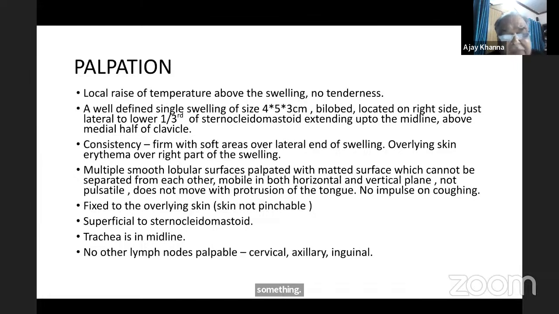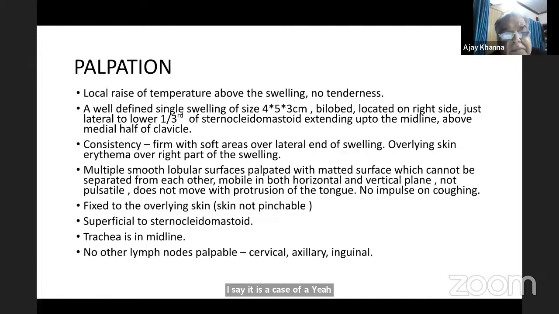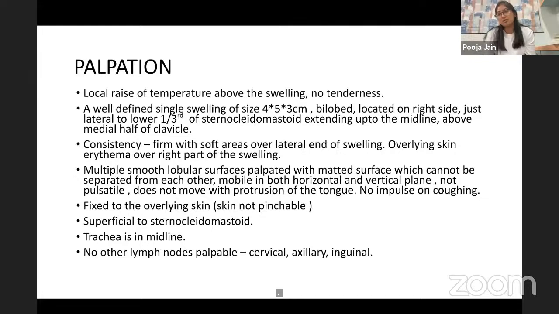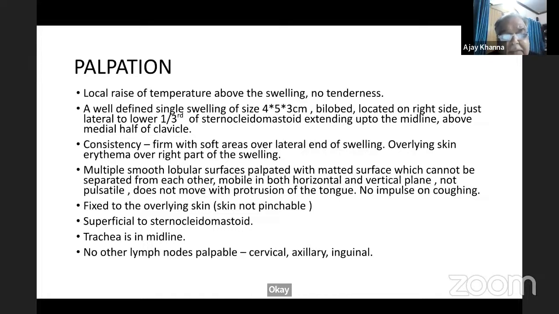I say it is a case of separatism. Sir, the vesicle malformation is there. Sir, the sonography we will do. You have to do that always. Okay. Yes, sir. Then only you are going to put the needle. Yes, sir.